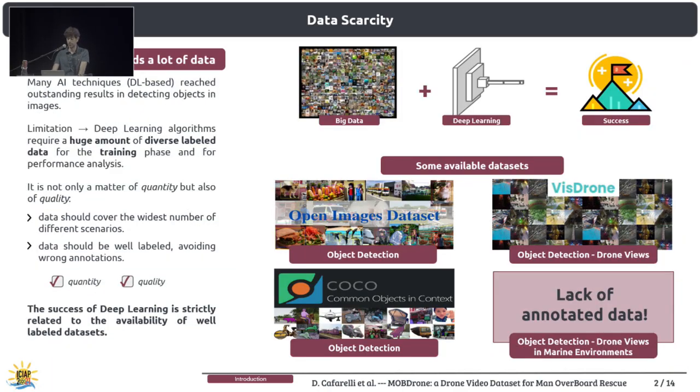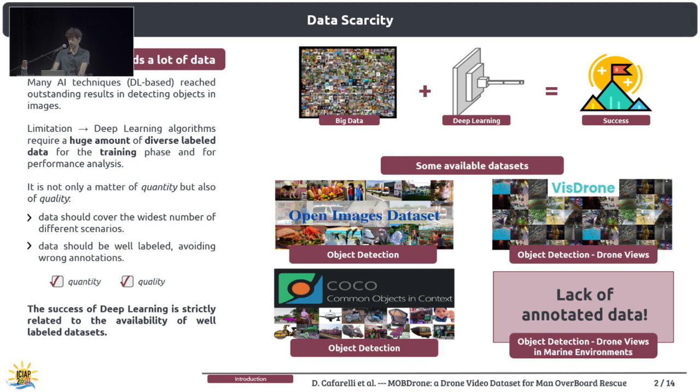There are plenty of artificial intelligence techniques in the literature, mainly based on deep learning, that reach outstanding results in detecting objects in images. However, they suffer from limitations. Deep learning algorithms require a huge amount of diverse labeled data for the training phase and also for the performance analysis. And it is not only a matter of quantity of data, but also of quality, in the sense that data should cover the widest number of different scenarios and should also be well labeled, avoiding as much as possible wrong annotations.